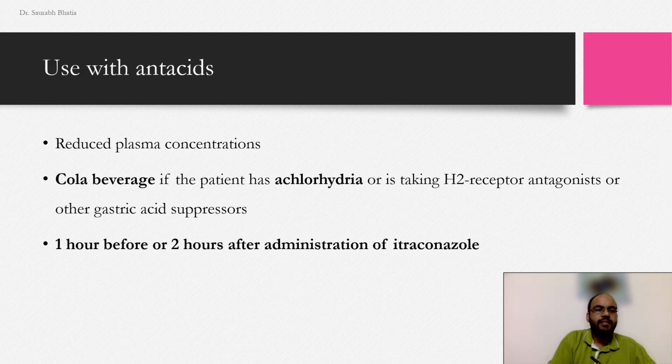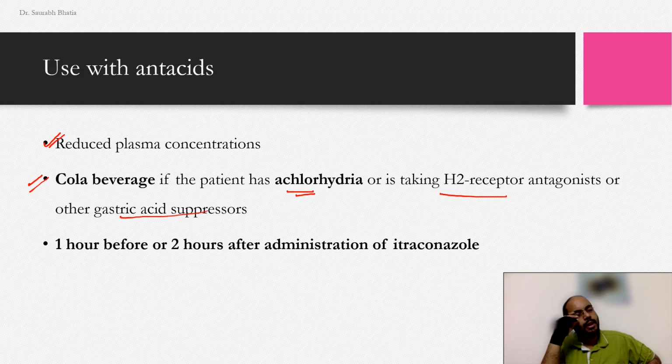So it has been found that if you use itraconazole with antacid, there is reduced plasma concentration. That is why cola beverage is advised when you are giving itraconazole in HIV positive patients who have achlorhydria. That means less gastric acid, or patients who are taking H2 receptor antagonists or other gastric acid suppressors. Why do I say HIV positive? Because the study was done in HIV positive patients, and it was found that patients who have less gastric acid have less plasma concentration, but if you take it with 250 ml or 8 ounces of cola, the absorption is good enough.